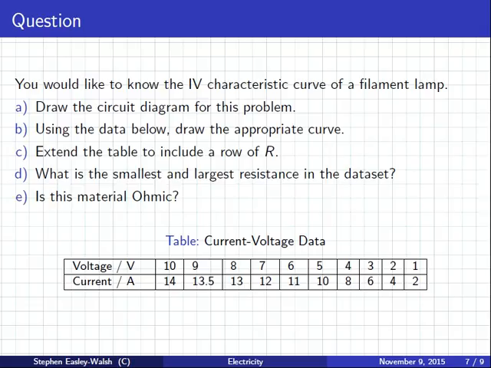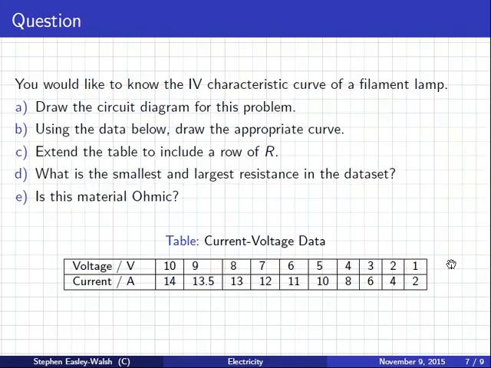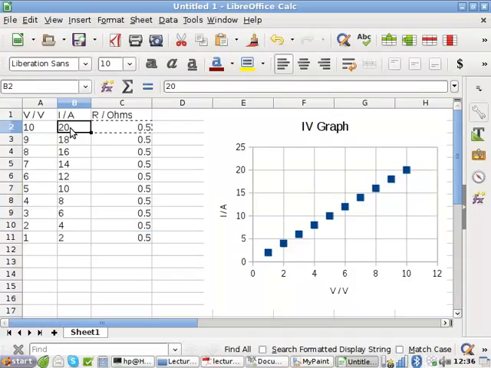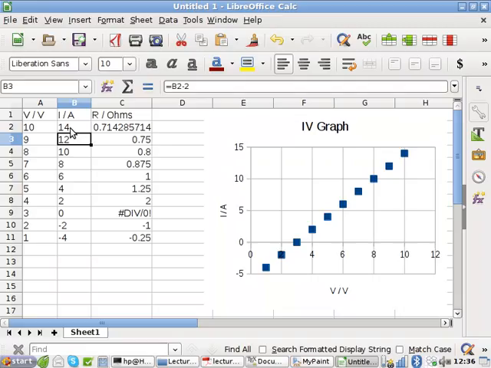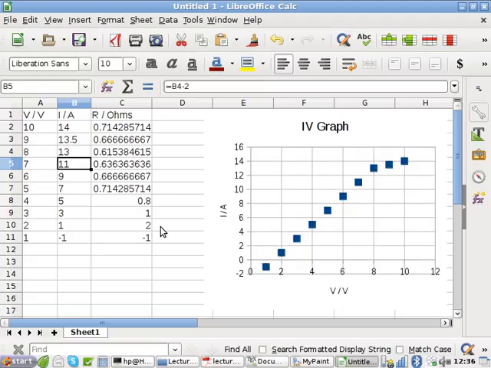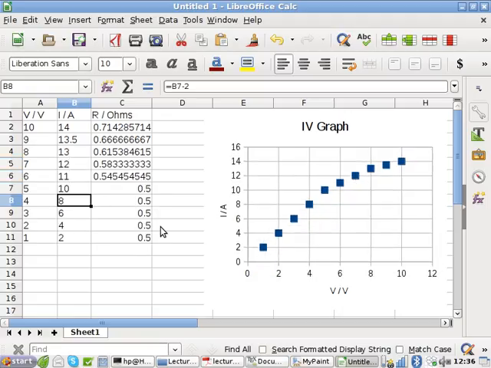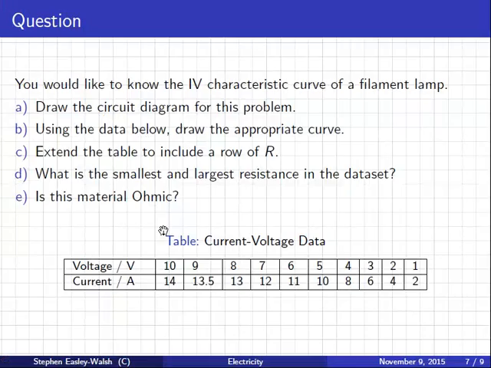Yes? Alright, so let's make the graph now. Is it still 10 to 1? Yeah. But the values are different here. The first one, 14. Next one, 13.5. 13, 12, 11, 10, 8, 6.2. Yeah, okay.